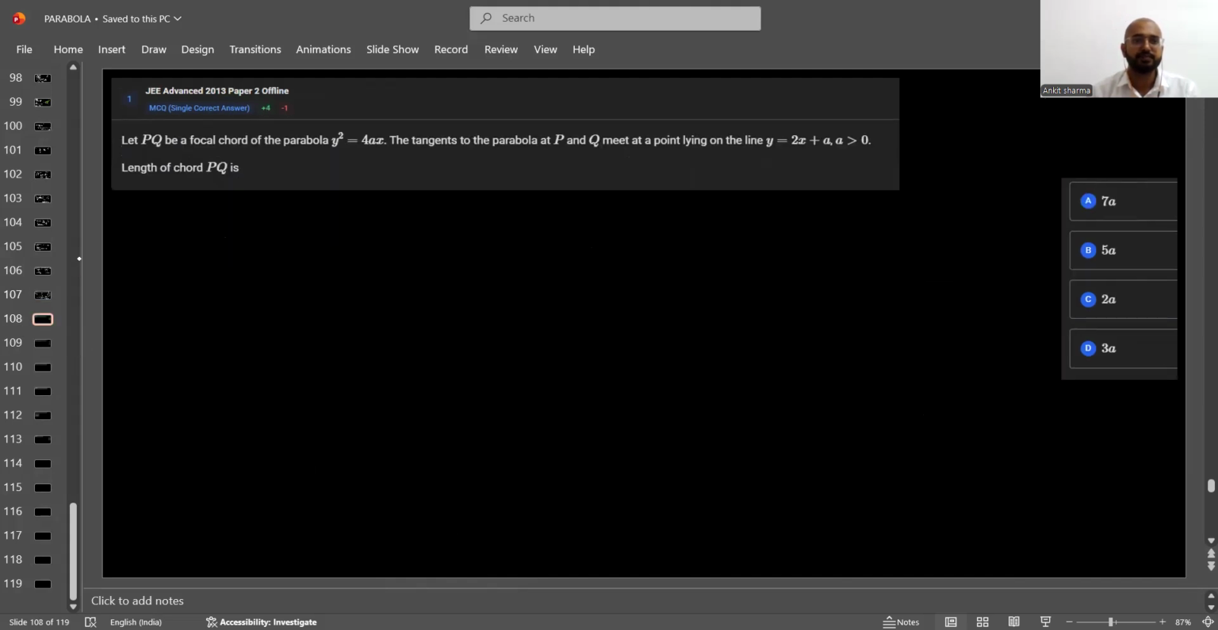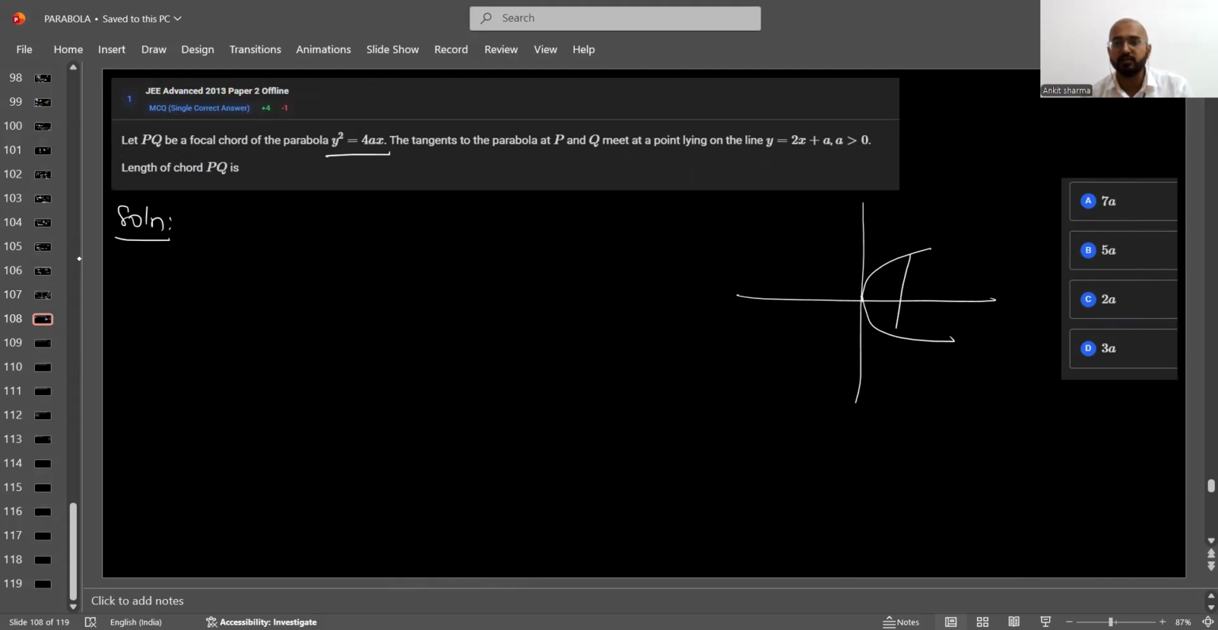Move to the next question. So we have PQ be the focal chord of the parabola y square is equal to 4ax. The tangents to the parabola at P and Q meet at a point lying on the line y equal to 2x plus a. That means this is my parabola y square is equal to 4ax, and then the tangents at P and Q. So PQ is the focal chord. That means this is the focal chord here. So this is P here and Q.